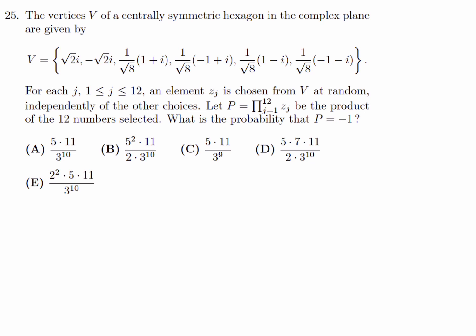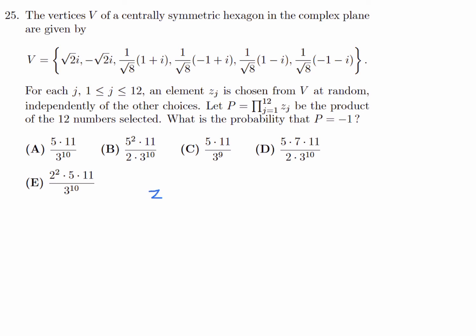The vertices V of a centrally symmetric hexagon in the complex plane are given by these points. For each j between 1 and 12 inclusive, an element zj is chosen from V at random, independently of the other choices. Let P be the product of the 12 numbers selected, the product from j equals 1 to 12 of zj. What is the probability that P is equal to -1?